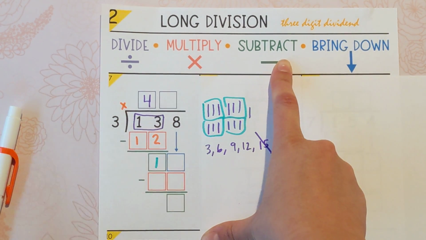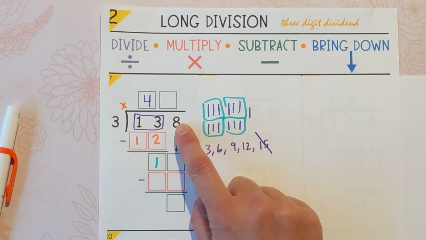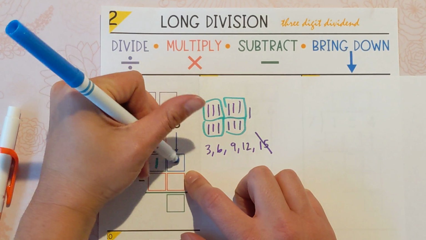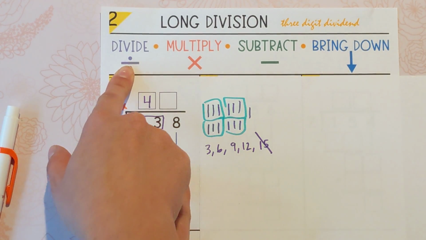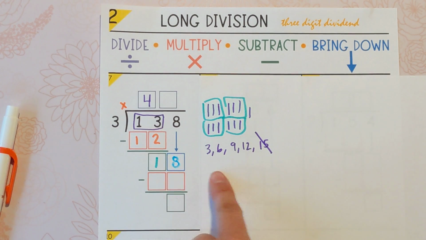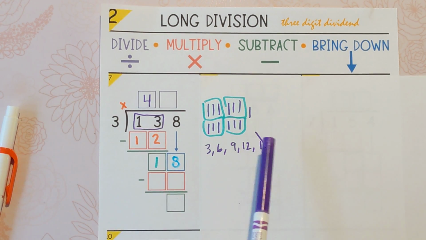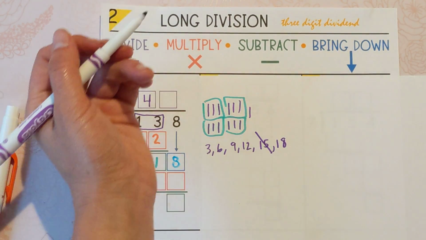The next step is to bring down, and there's only 1 digit left to bring down because we actually already used these. Bring down the 8, and we have 18 here. Next step is to divide again. So, if you've already written these out, you're just trying to see how many times can 3 go into 18 if you skip count.